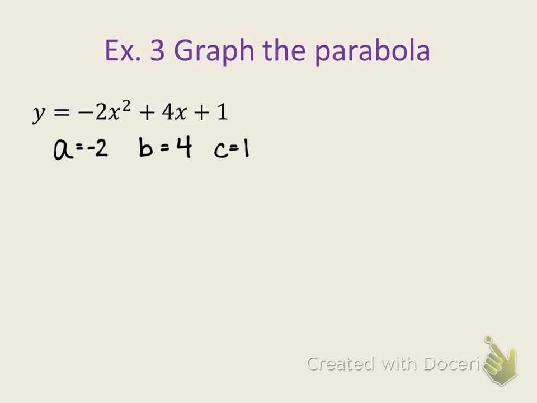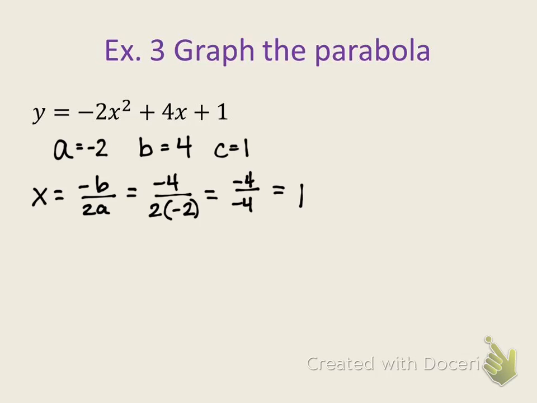So step 1 to graphing is to find the what? Well, we got A, B, and C, but after finding A, B, and C, vertex. Very good. The formula to find vertex is negative B over 2A. So I just plug in the numbers that I have. What's B? 4. So I'm going to plug in negative 4 because that's what the formula says. And then 2. And then what's A? Negative 2. So what is the vertex going to be? Negative 4 over negative 4, which is positive 1.